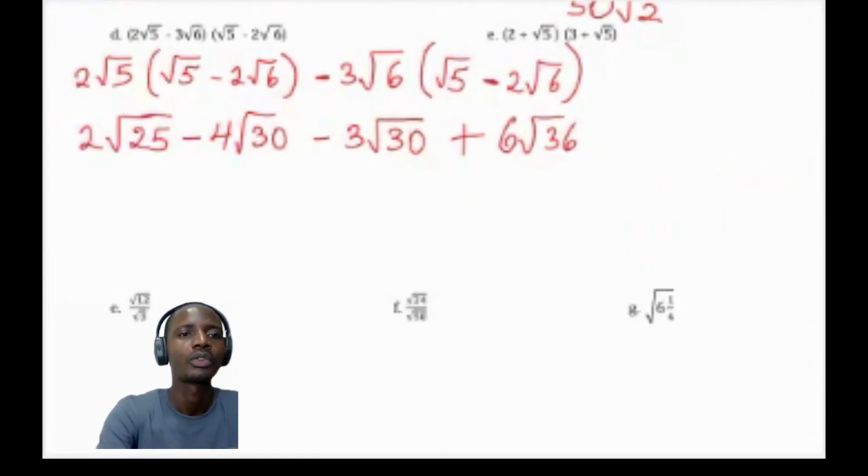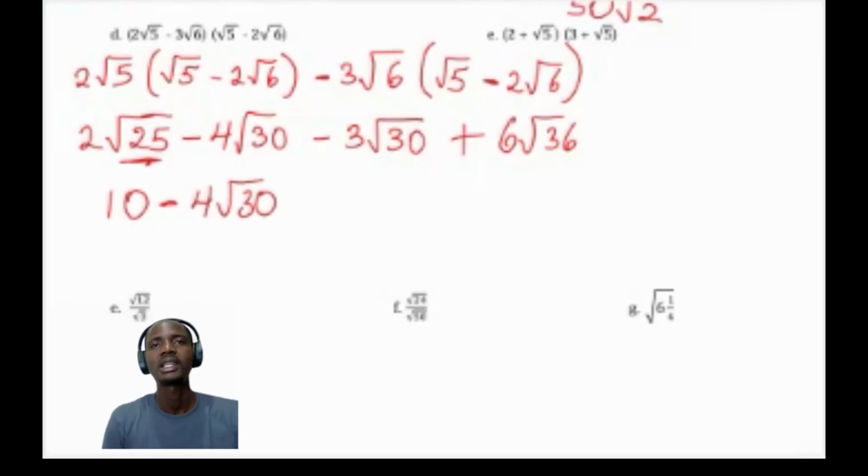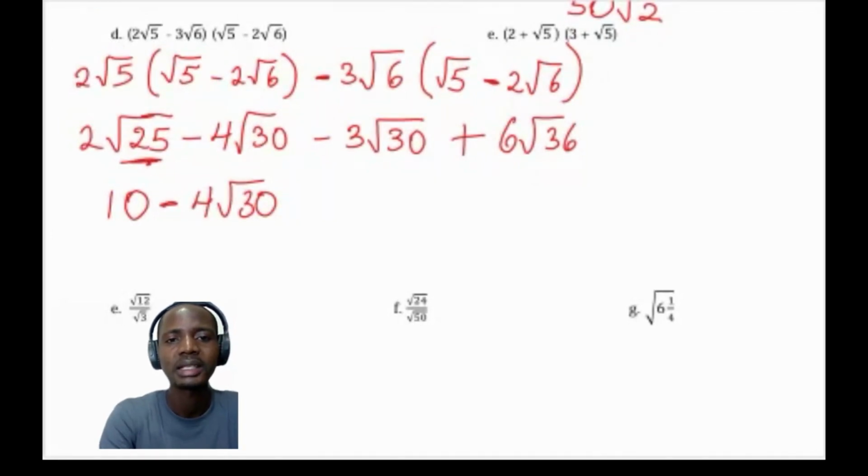Okay. So with that, we know that root 25 is 5. So 2 times 5, that gives 10. Minus 4 root 30. Since we cannot simplify 30, 2 times 15, we cannot, 15 is not a perfect square. 3 times 10, none of it is a perfect square, right? But we know that we have negative 4 root 30 minus 3 root 30.